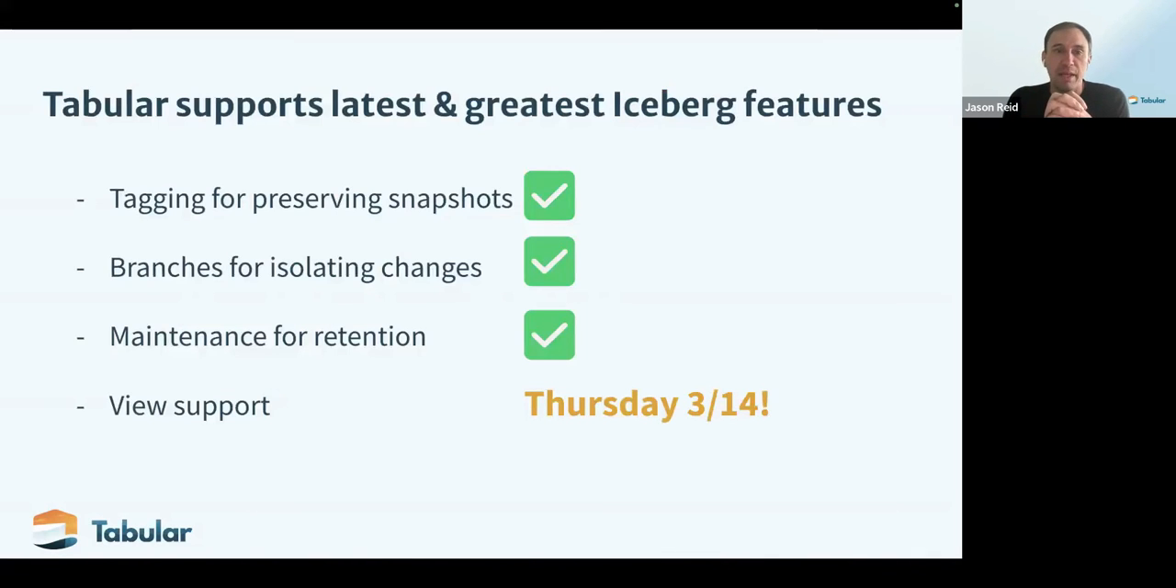So he talked about using things like tags for preserving historical snapshots. If you need to go back and say, this is the version of the table that I used for my quarterly reporting for SysOps compliance, you can do that. Tabular supports all these Iceberg features: tagging, branching, obviously maintenance, as well as views.